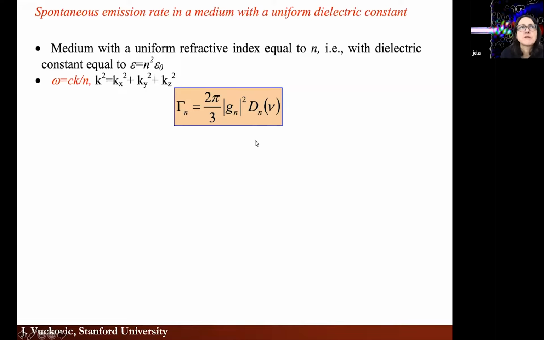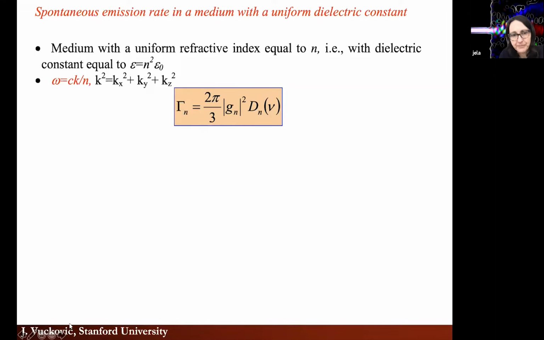Maybe this is my question for you. If you change material from vacuum to glass, would density of optical modes change? Yeah, most likely yes, right? Because you have different dispersion. So if you go through the same calculation that we had for density of modes in free space, there is probably something there that depends on n. And of course, dispersion depends on n. So probably it will change.